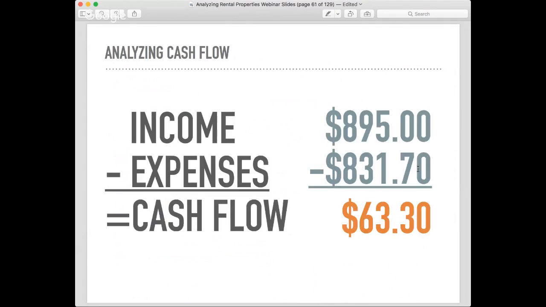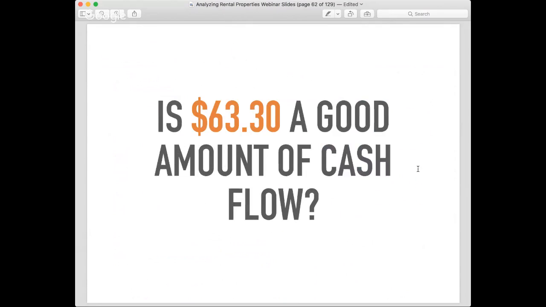$831.70 a month. So if we were to run our cash flow calculation, this is the third part we're going to do. First is income, second expenses, third box is cash flow. Our cash flow is looking at roughly $63.30 a month. It's kind of bad, isn't it? Only $63 a month in cash flow. Or is it good? I don't know. What do you think? Is $63.30 a good amount of cash flow? Yes or no? What do you guys think?